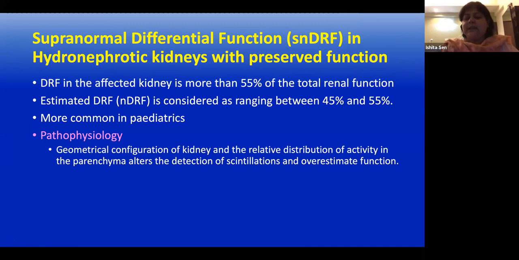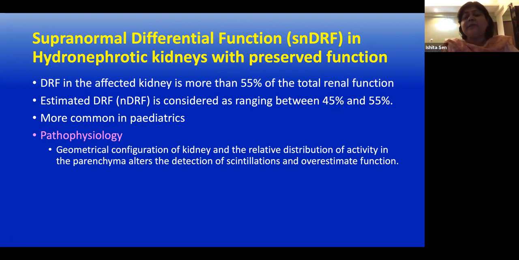Now, one of the problems which sometimes you may have is in patients who have a fairly functioning kidney, not a very poor functioning kidney, and you have a large capacious pelvis, and often the differential renal function in the affected kidney is demonstrated as more than 55% of the total renal function, where a normal function is between 45 to 55%. This happens more commonly in pediatrics, and often such patients, once they undergo a pyeloplasty, once the pelvic size becomes normal, their differential renal function normalizes.